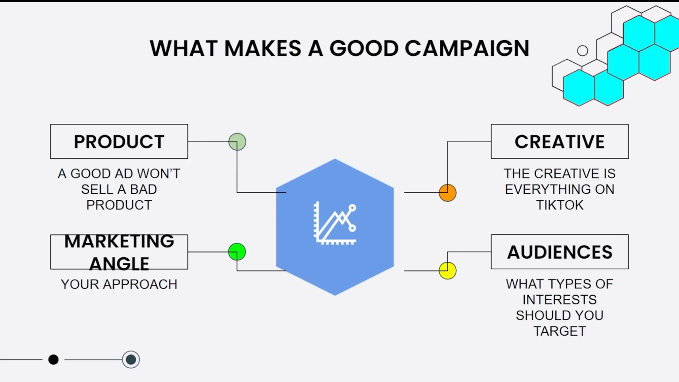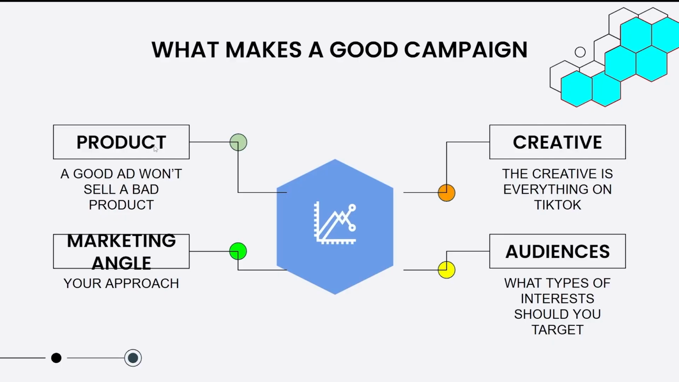So what makes a good campaign? Well, there's a lot of things that come into place. And if you have one of them without the other ones, you're probably going to fail. So this is a very important section of the video. The first thing you want to have is a good product. A good ad will not sell a bad product.